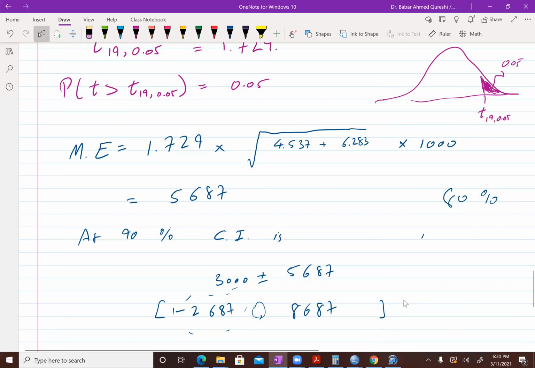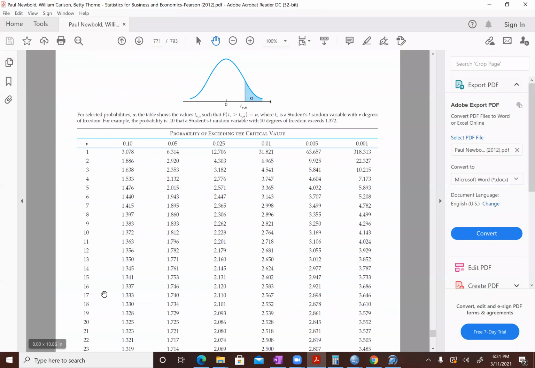That would mean that alpha is 0.2 and t of 19, 0.1 is 1.328.